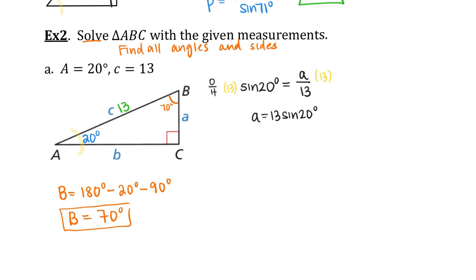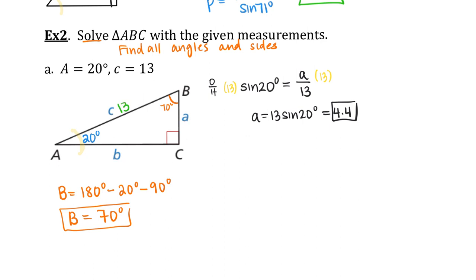It doesn't tell me to round it, but we're going to go ahead and round it. So I got about 4.4. So A is about 4.4. Does that look realistic? Yeah, if this is 13, this could be 4.4. Okay, so now I have this side and this side, I still need B.